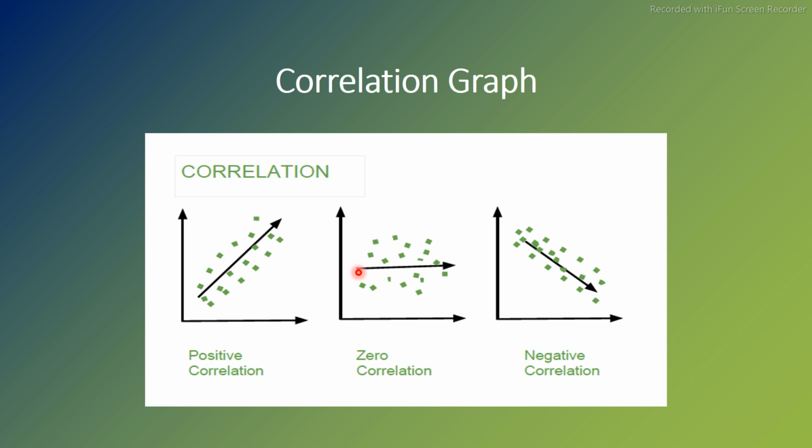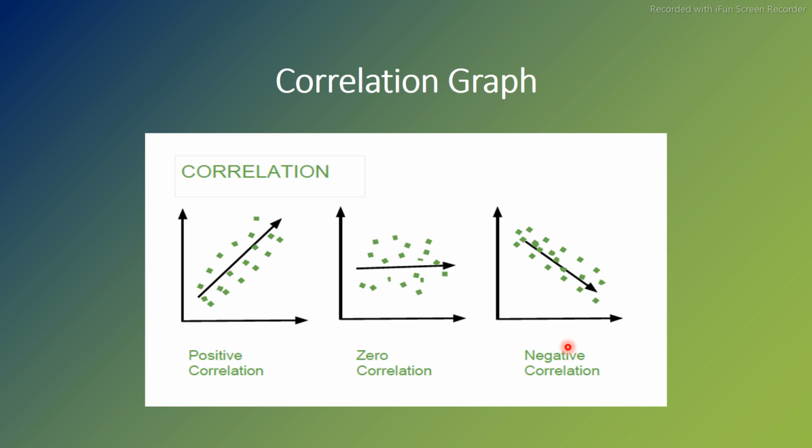Then coming to negative correlation, it means if you are increasing, let's say, GDP, the inflation is decreasing. So this will give you a negative correlation.